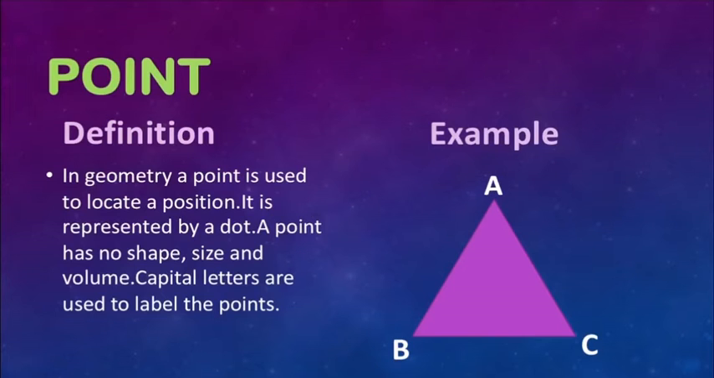Now take a plain paper and pen and draw some points on the paper and label them with capital letters. After doing this, you can see the different points on the paper are locating different positions on the paper.